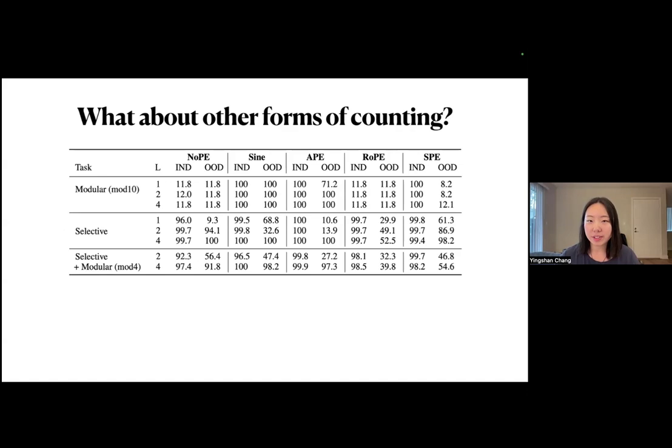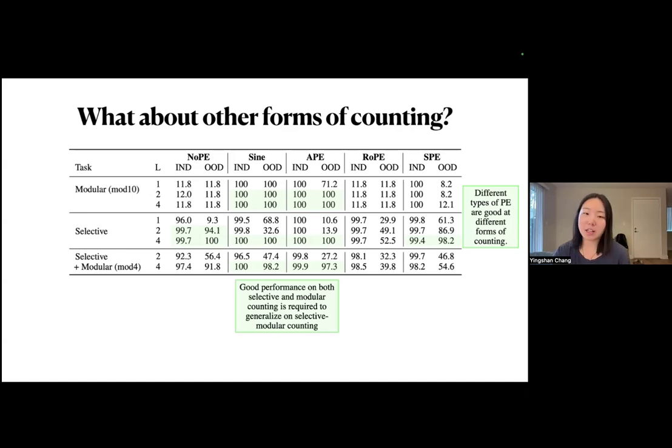So here are the results. The first observation is that different types of position embeddings are good at different forms of counting. For example, we have sinusoidal and absolute position embeddings doing modular counting. And for selective counting, NoPE, sinusoidal, and absolute position embeddings generalize well, and also scalar position embeddings. For selective plus modular counting, only the two position embeddings that are good at both selective and modular counting can generalize on selective modular counting.